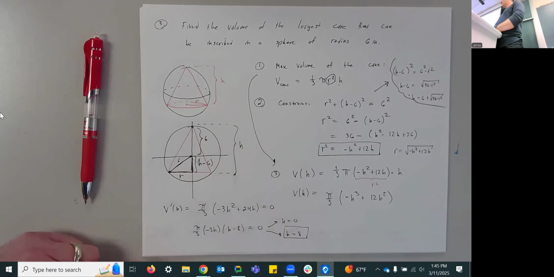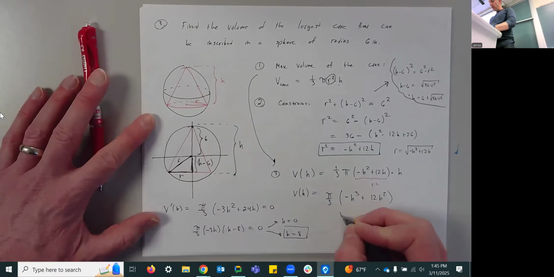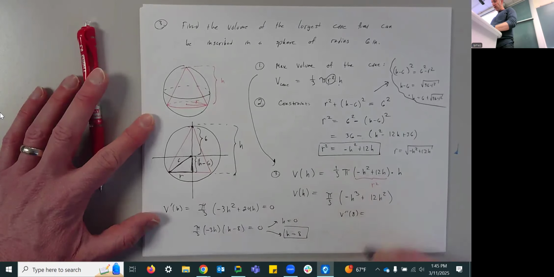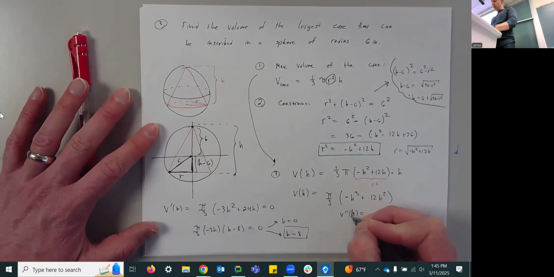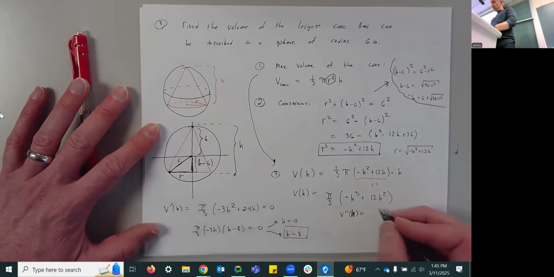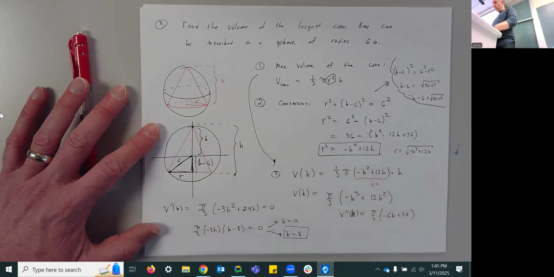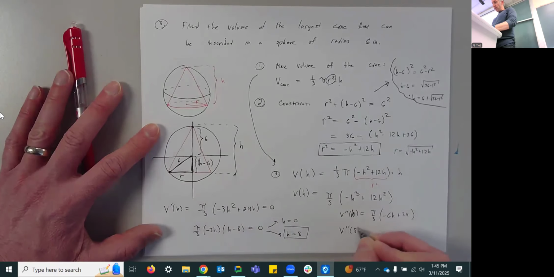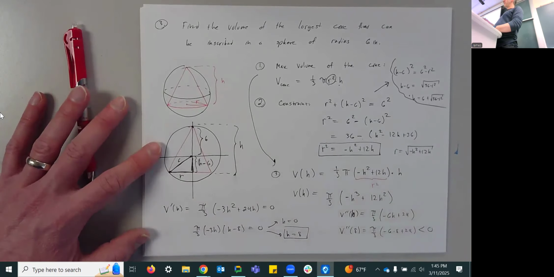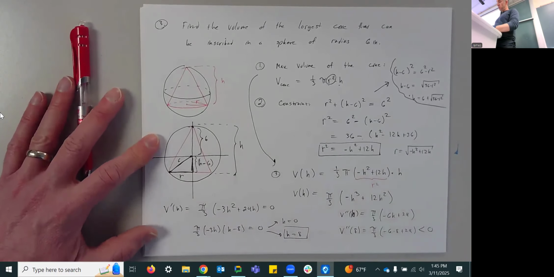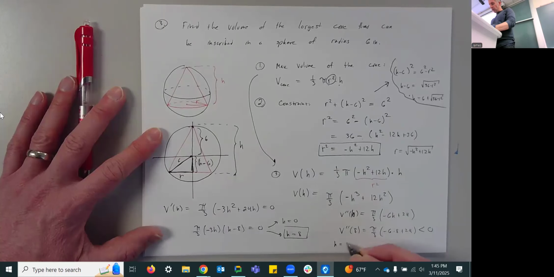We can check to see if it maximizes. Again, I would recommend the second derivative test here. Take the second derivative. V double prime of 8 is going to be, well, I should have found V double prime first before I just plugged in an 8 there. V double prime is going to be pi over 3 times negative 6h plus 24. And if you plug in 8, V double prime of 8 is going to be pi over 3 times negative 6 times 8 plus 24, which is for sure negative, meaning we're concave down, meaning we have a maximum. So yes, h equal to 8 maximizes the volume.